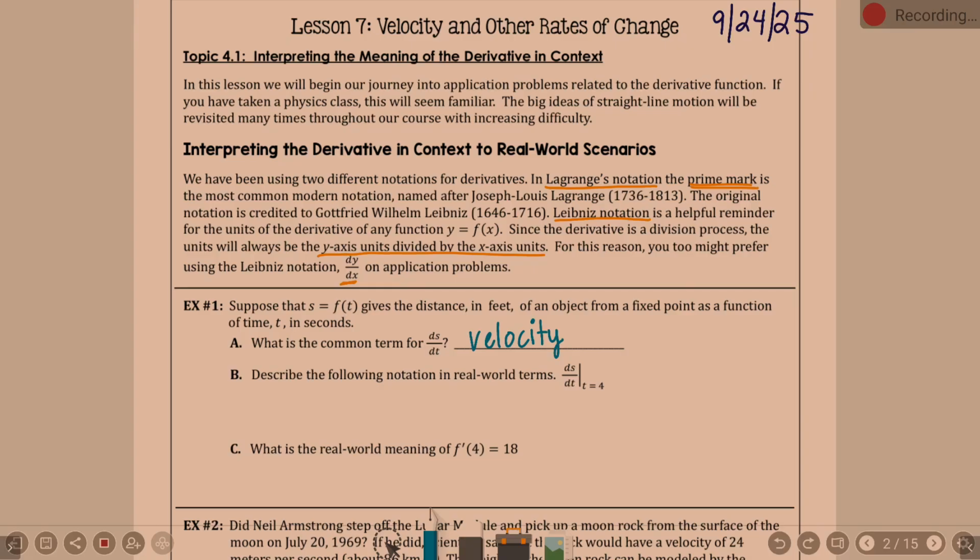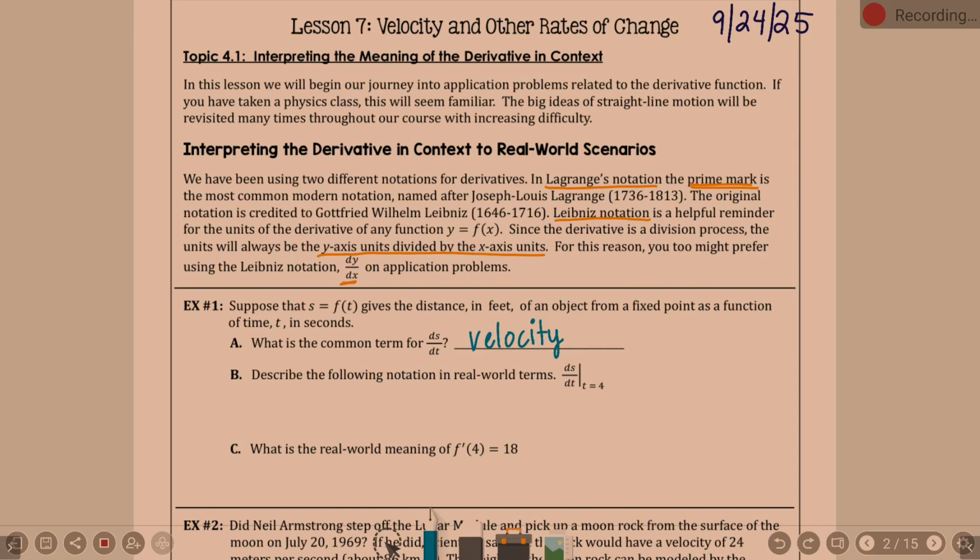Okay. Now, part of what we're doing is some interpreting here. And with that in mind, they ask us to describe the following notation in real world terms. So it's ds dt, and then that bar is like an evaluation bar. So we're saying evaluated when t equals 4. Well, what's ds dt mean? Velocity. It's also the derivative. And when we talk about the derivative at a point in time, don't forget about IROC. So it's the instantaneous rate of change of an object.